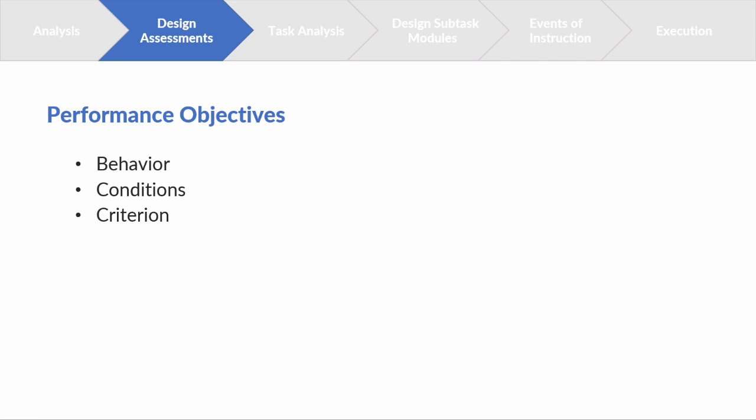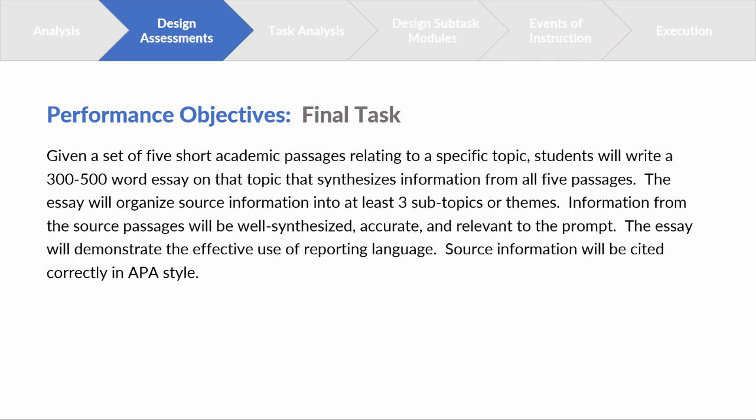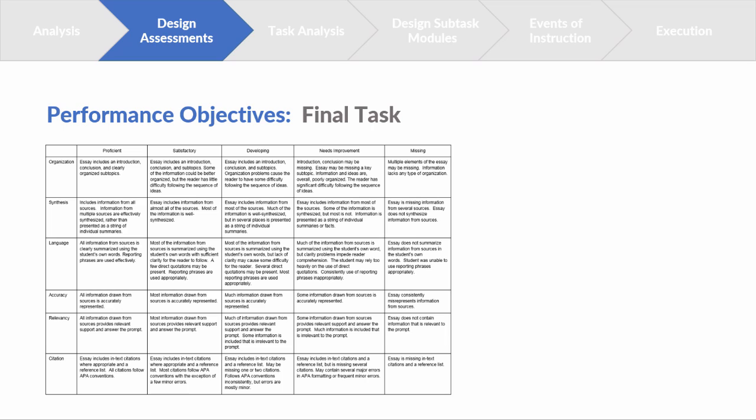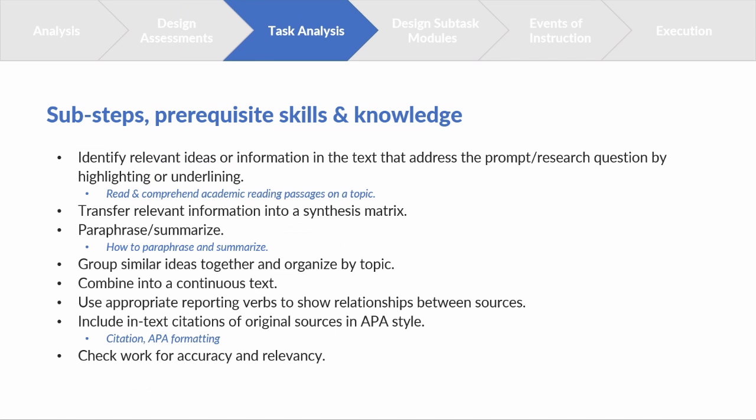Next, I needed to write performance objectives for the task. I wanted to make sure I addressed behavior, conditions, and criterion. And since we only had one iteration, this was for the final task. And from this written description of the final task and what they were supposed to do, I developed an analytic rubric that addressed all the criterion and kind of gave a guide for grading and feedback. So we can move on to task analysis.